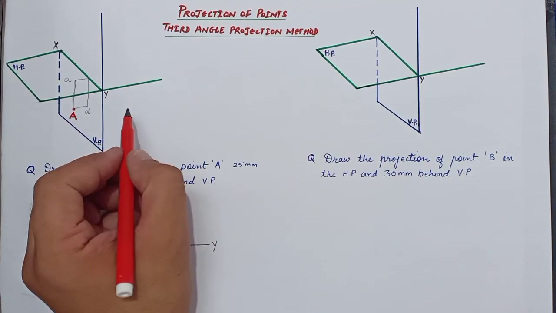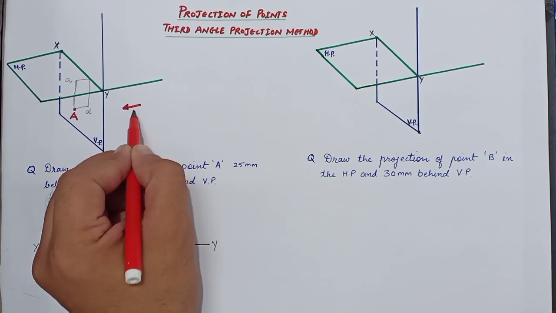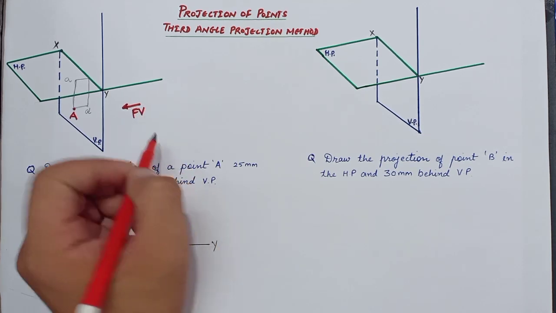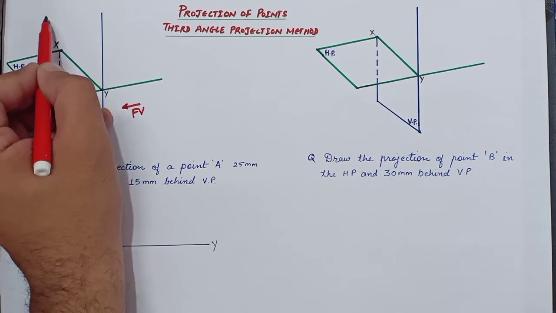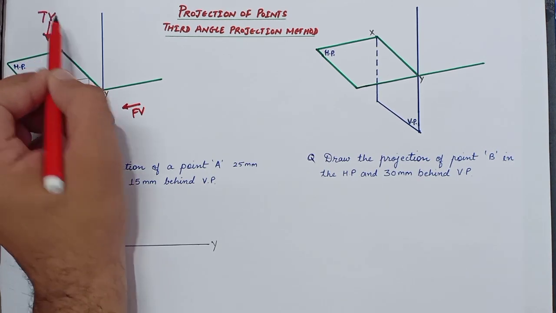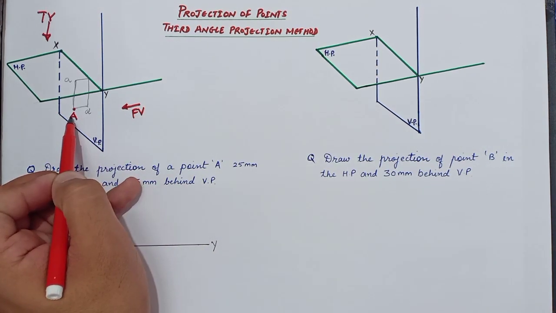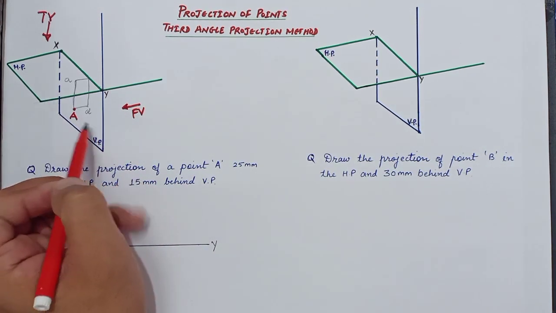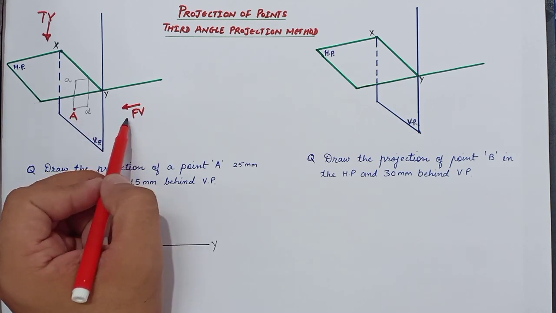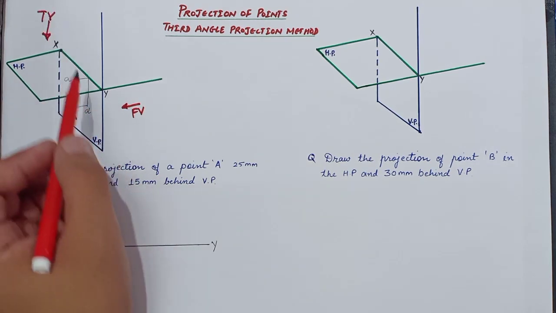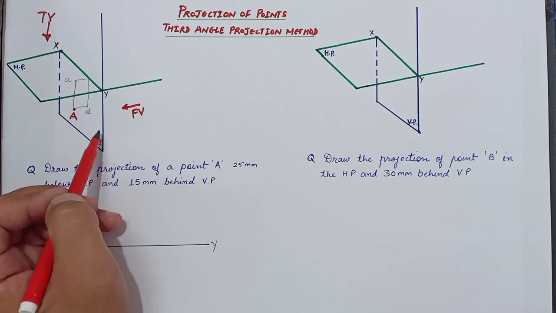Now when the observer looks from the front view, this is the position of the front view, and the position of the top view of the observer is here. Now since the point A is lying between HP and VP somewhere here, it is not possible for the observer to view from front view and top view. In this case, we will consider the two principal planes are transparent.